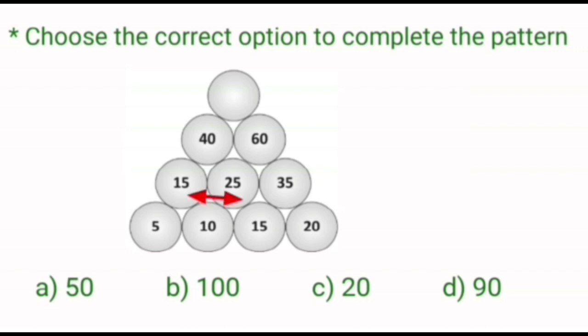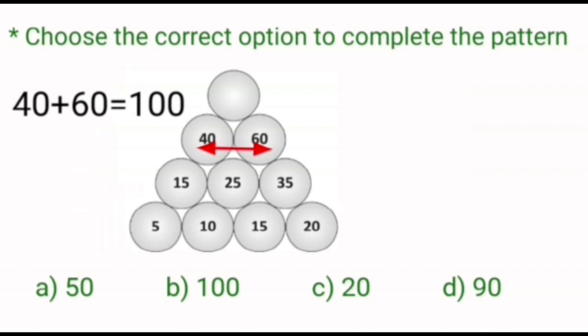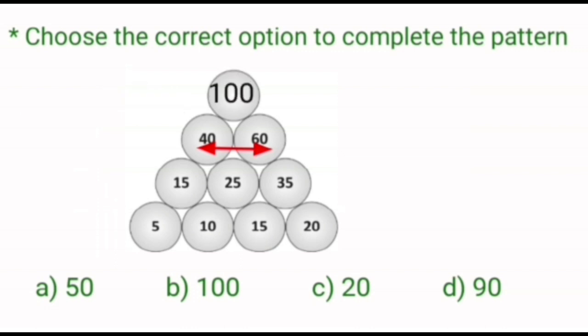Now, let's move to the next row. By adding 15 and 25, we get 40. And by adding 25 and 35, we get 60. In this way, in the third row, we will add 40 and 60. And we know that by adding 40 and 60, we get 100.